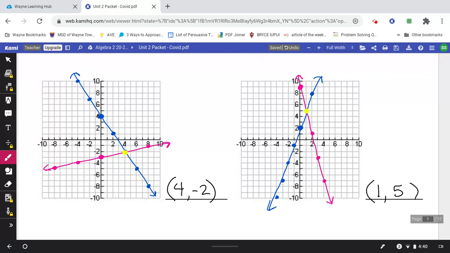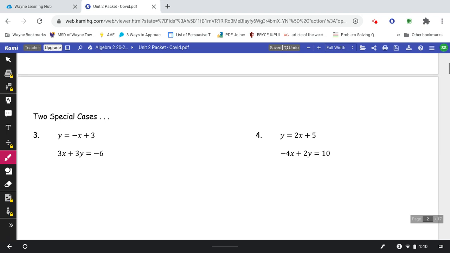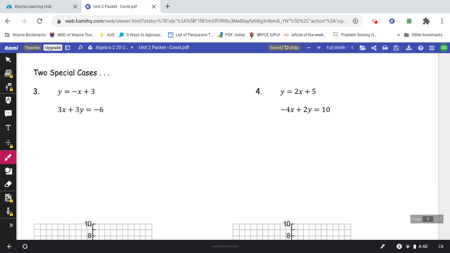Okay, so there's two special cases I want to talk to you about on the other page. We're going to talk about the special cases once we get there, but in the meantime, we're just going to go ahead and graph as normal.